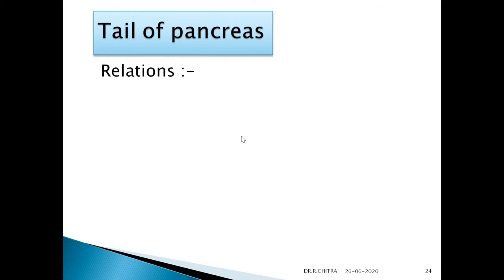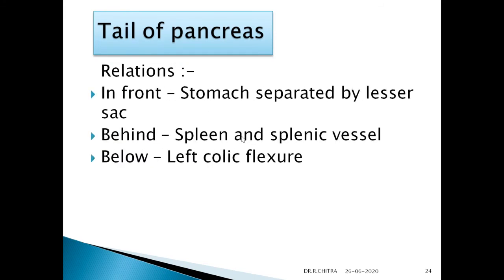Tail of the pancreas relations. In front, again, it is related to the stomach bed, the stomach separated by the lesser sac. Behind is spleen and splenic vessels. Below is the left colic flexure.